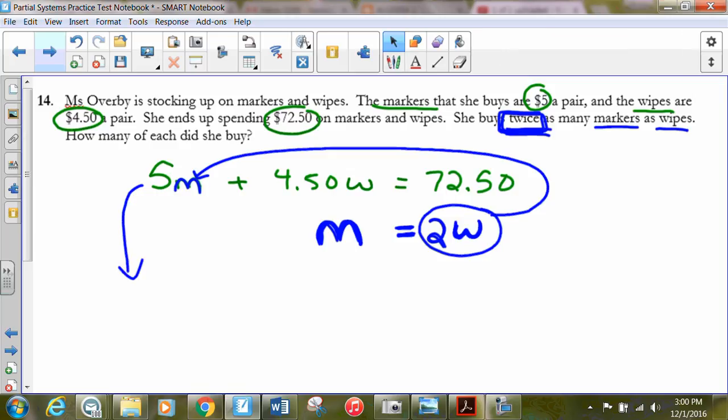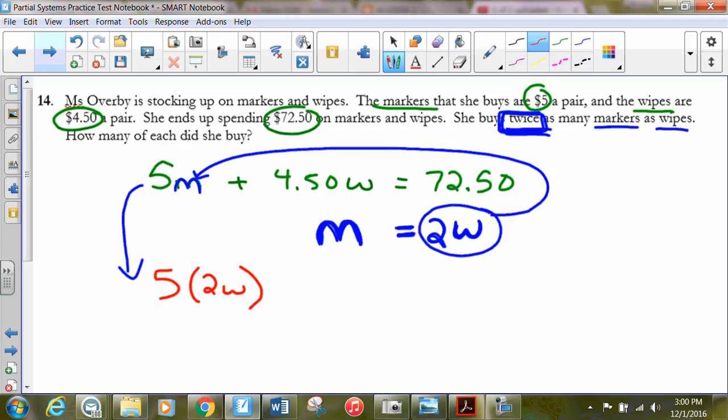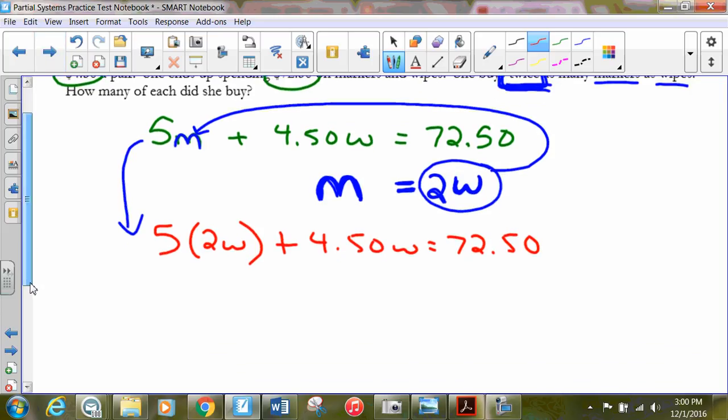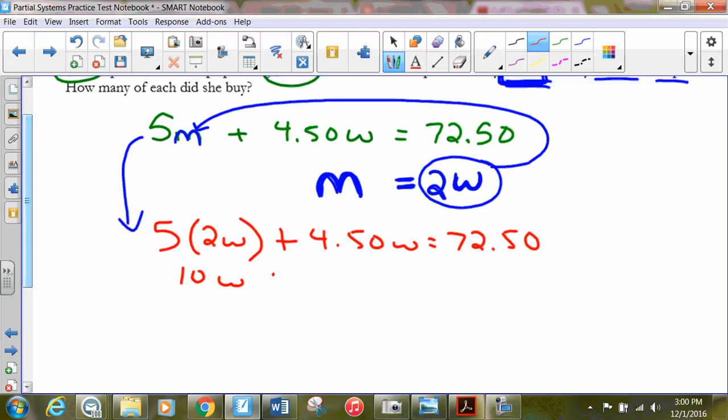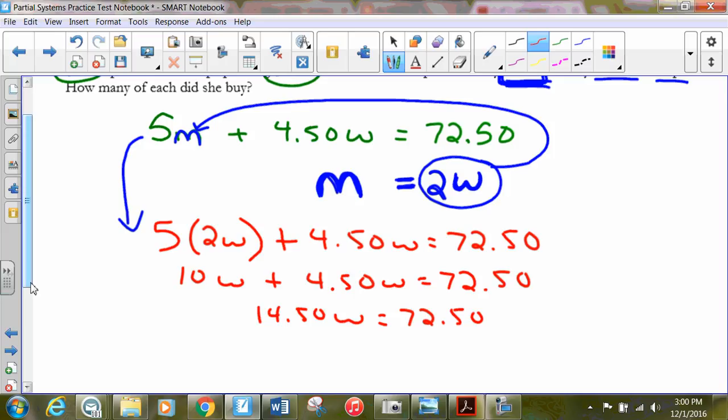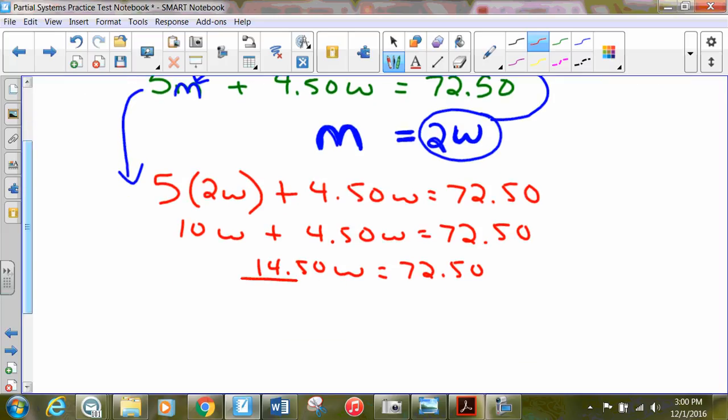Maybe I'll write it in red. So I see a 5, I'll write a 5. I see an M, I'm going to plug in 2W. And I'm going to rewrite the rest of the equation. And so when I do that, I'm going to go ahead and simplify. I'll have what? 10W plus 4.5W equals 72.50. And then I'm going to go ahead and combine the like terms. So I'll have 14.5W equals 72.5. And I will divide both sides by 14.5 and hope that it goes in equally.